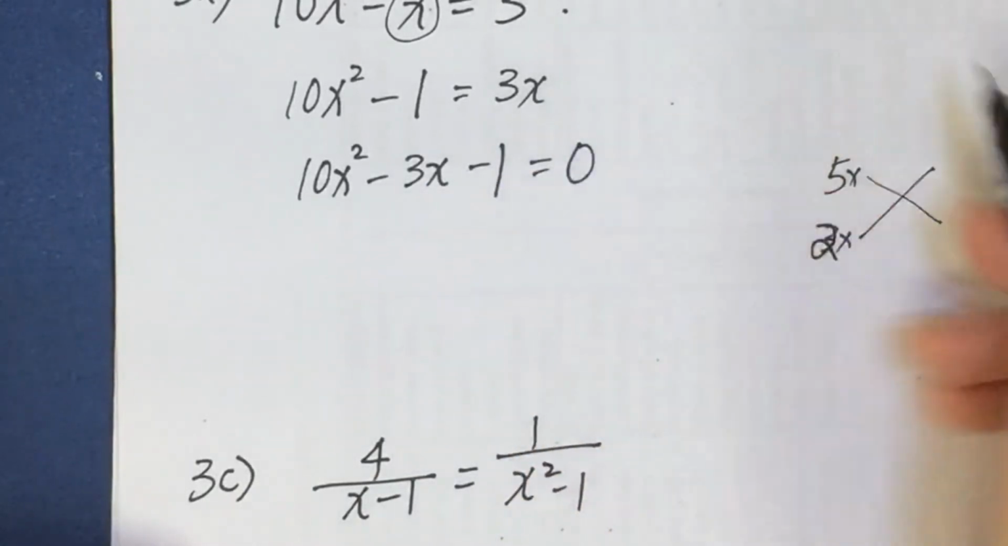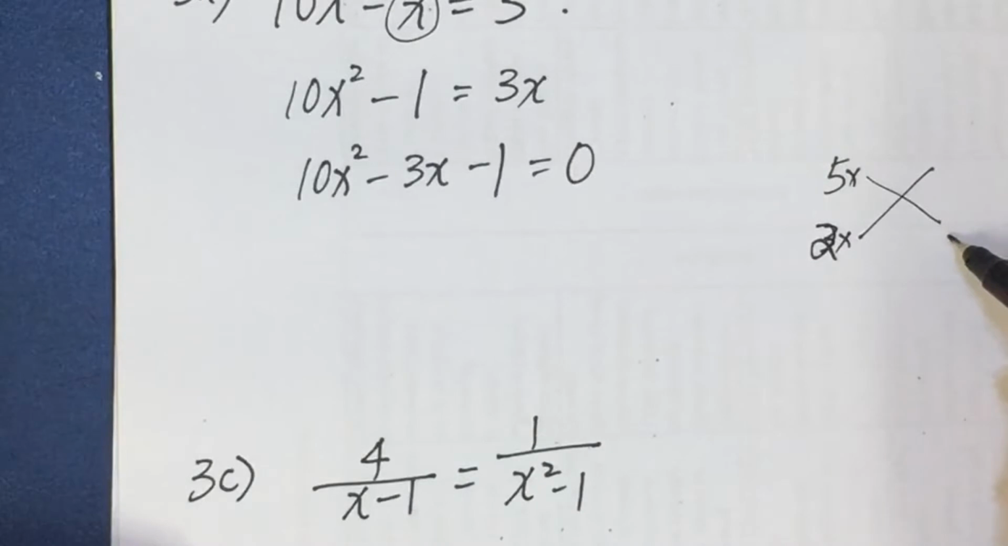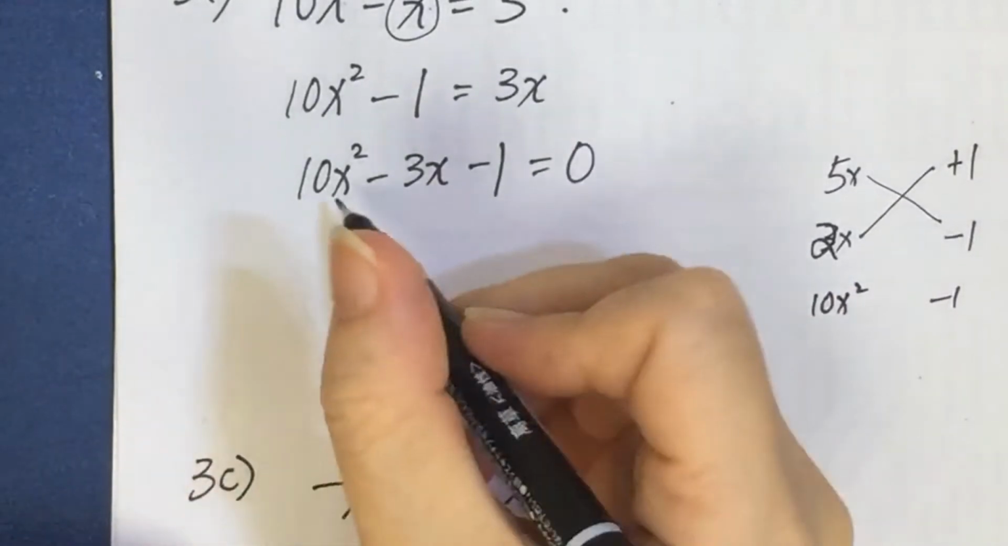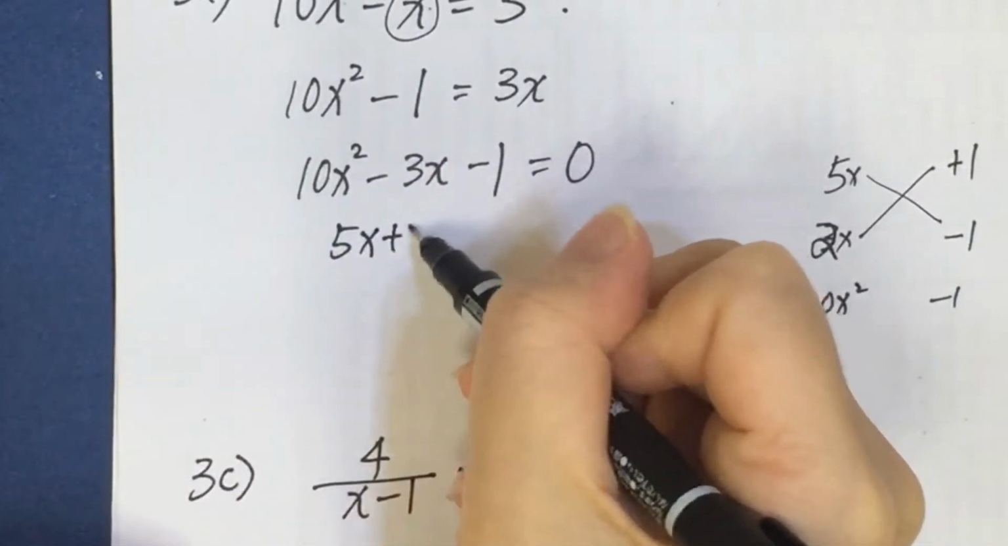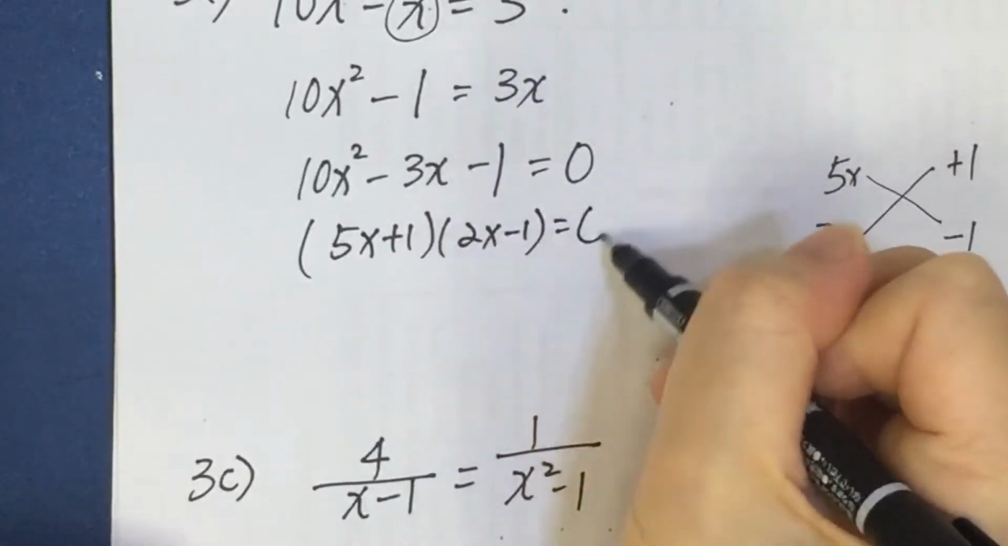And then now I have a negative. I want the middle term to be negative, so I need to put a negative 1 here and a positive 1 here, so that when I multiply, I get 2x and minus 5x. Together it is negative 3x. So here we have 5x plus 1 and 2x minus 1 equals 0.